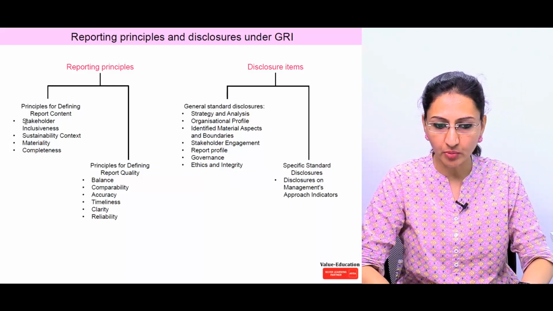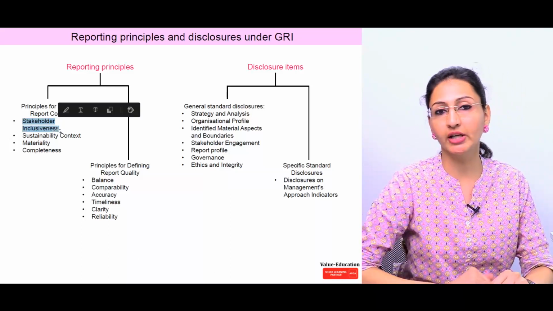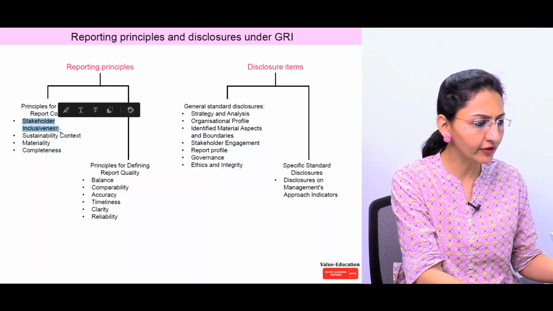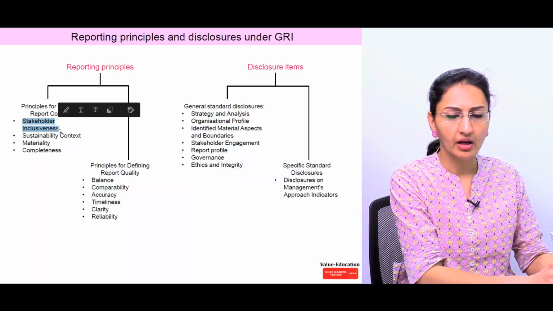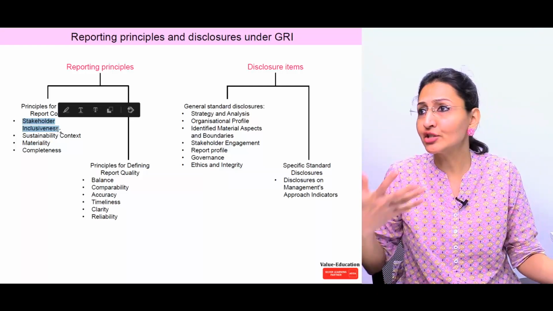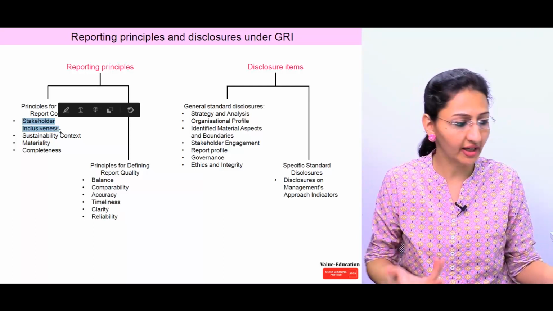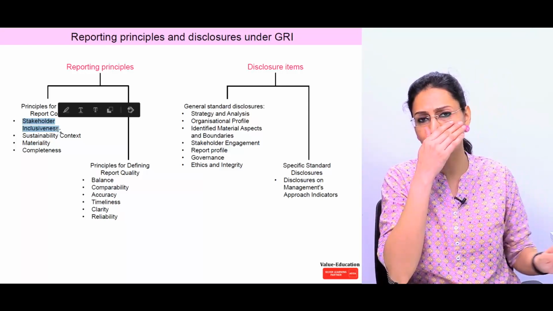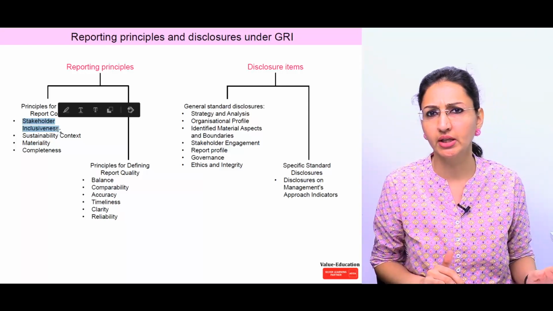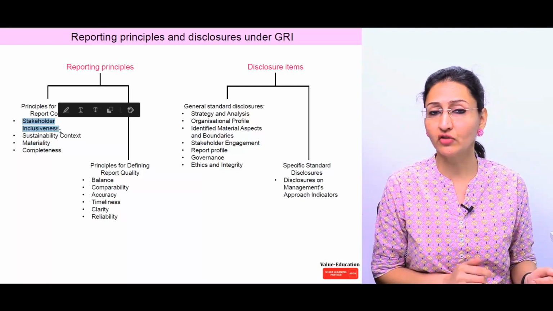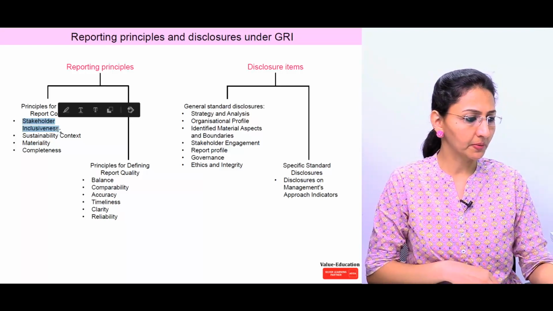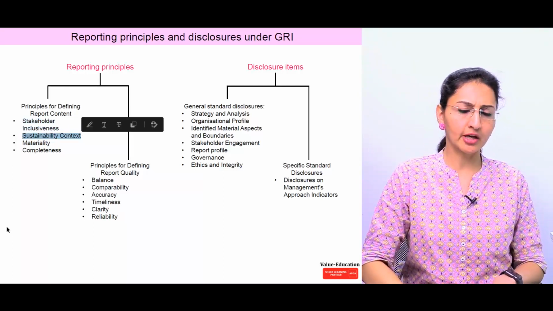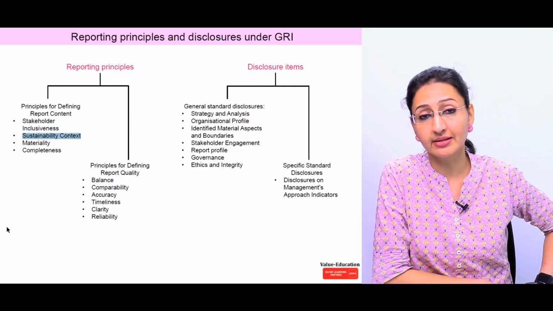When we say what the content of the report should be, it should have stakeholder inclusiveness. Stakeholder inclusiveness means it should clearly give who all the stakeholders are, and how the actions of the entity are going to impact them. The stakeholders must be included. The impact of the activities of the business must be included in this report, right? The next, sustainability context. Is the growth achieved by the organization or the business sustainable?